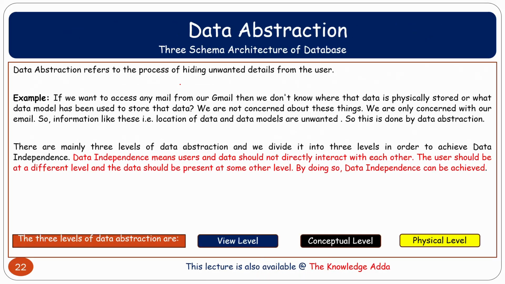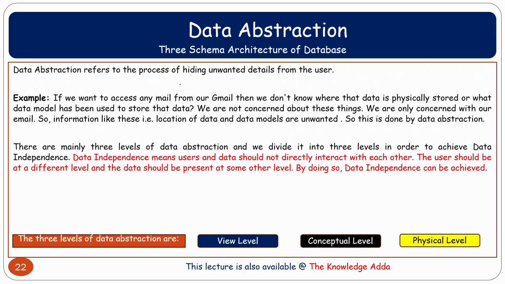Now, talking about data abstraction. Data abstraction refers to the process of hiding unwanted detail from the user. Basically, I'm taking an example: suppose we want to access a mail from our Gmail, then we don't know whether that data is physically stored or what data model has been used to store that data. We are not concerned about these things. We are only concerned with our emails. So information like the location of data and the data model is unwanted.